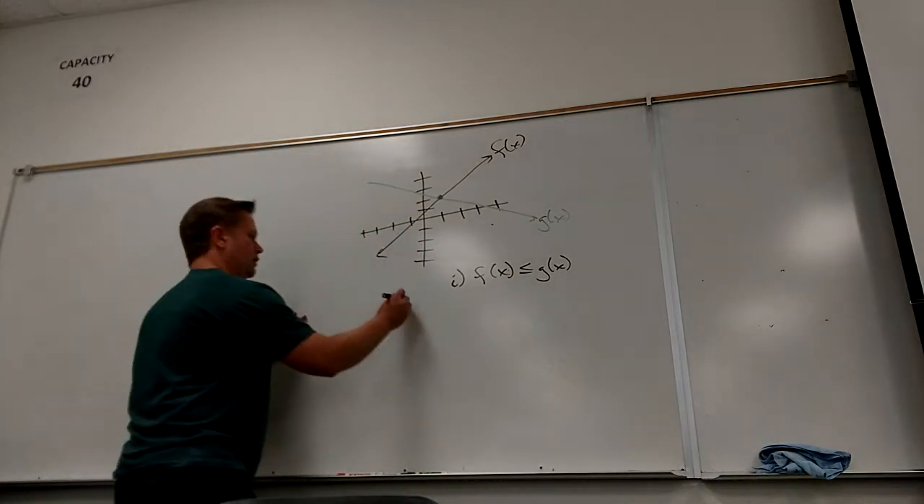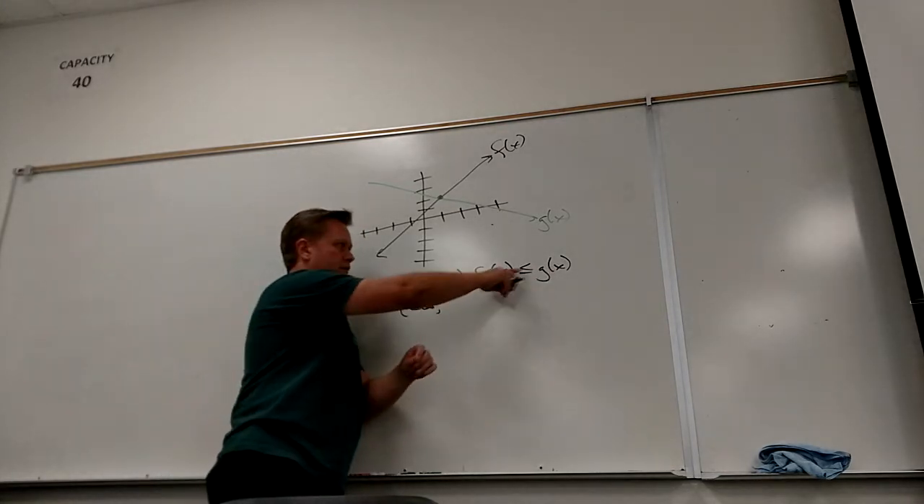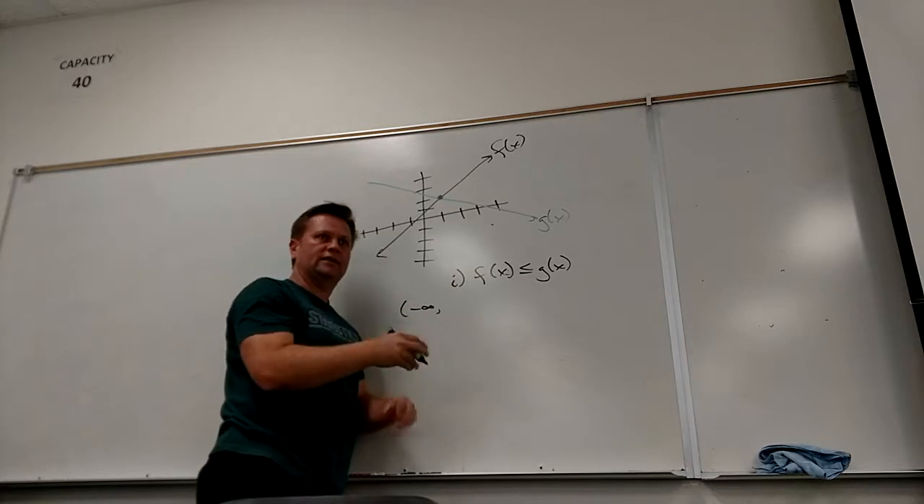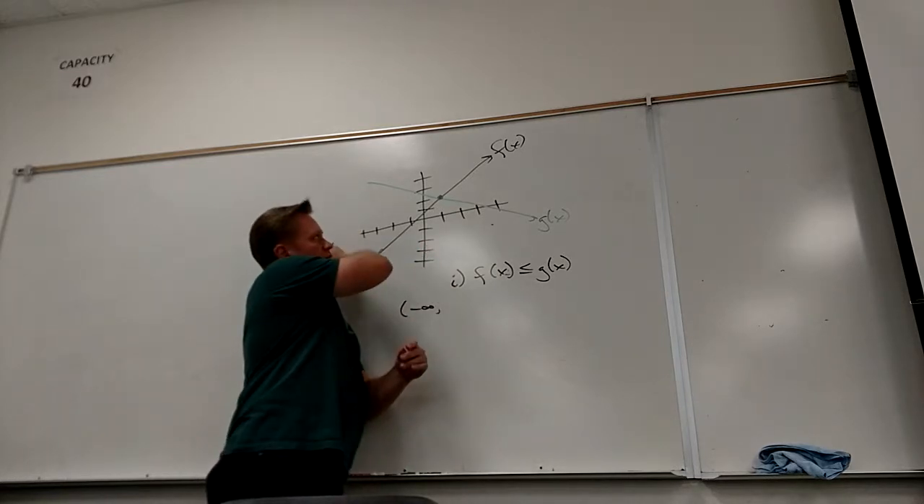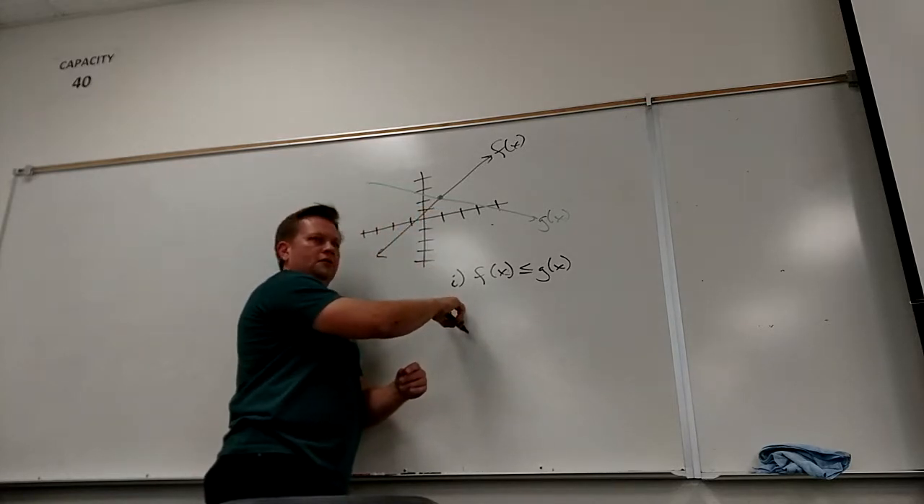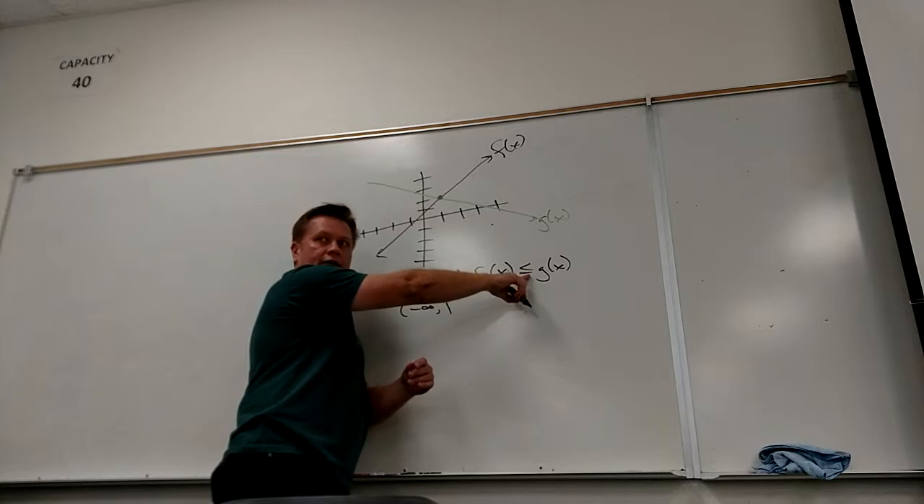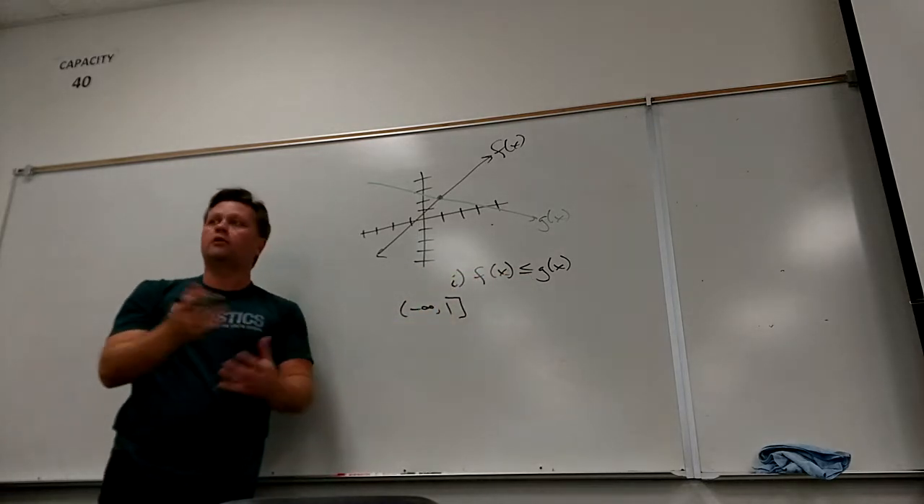So from negative infinity. What's the only variable in this equation? X, right? If I solve this inequality, it's going to be x. I only care about x's to answer this question. So from negative infinity up to what x? 1. And what goes on the 1? Bracket. Why bracket? Because it's equal to. Because it's allowed to equal. That's how all those work.